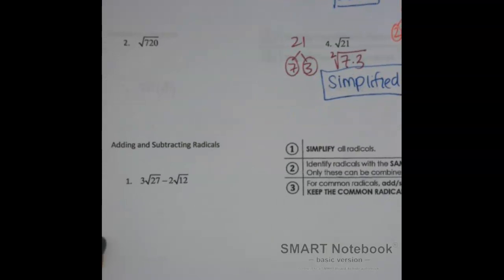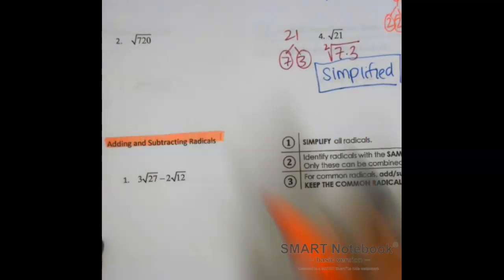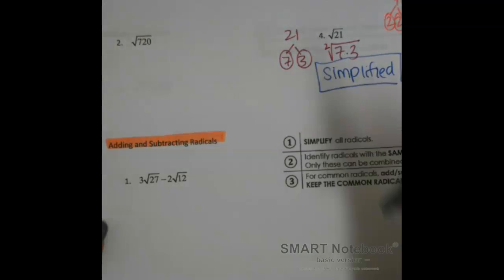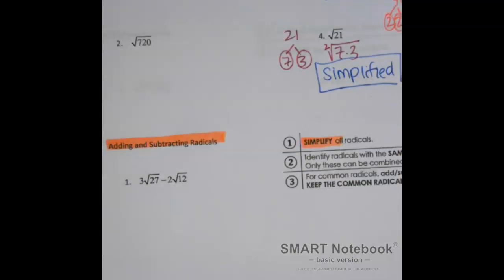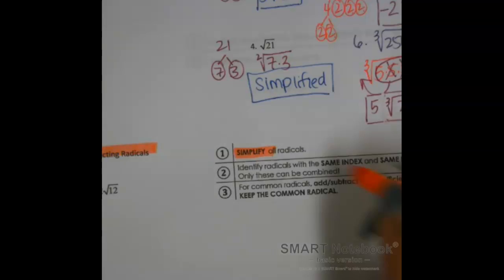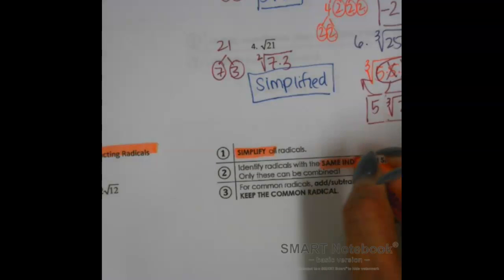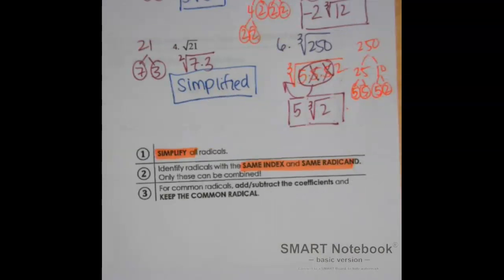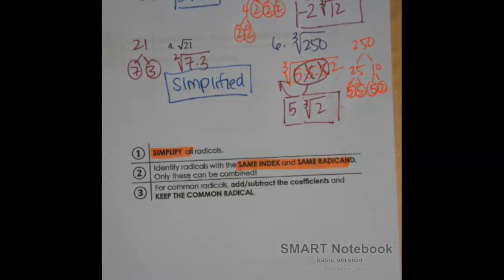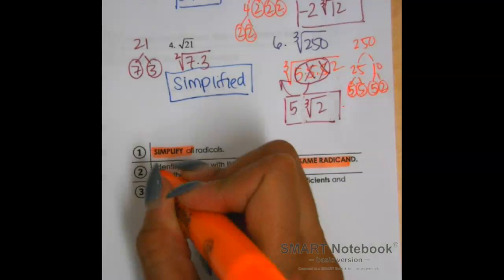In adding and subtracting radicals, there are 3 steps that you need to follow. First, you're going to simplify all your radicals, so this part will suck a bit because you do have to simplify all your radicals first. After you simplify your radicals, you're going to identify radicals with the same index and radicand. Same index and radicand. Only those can be combined.